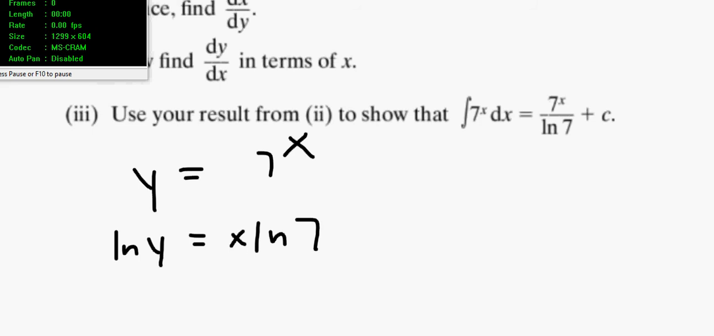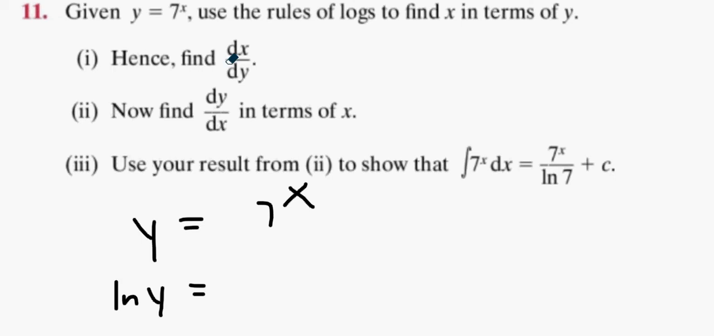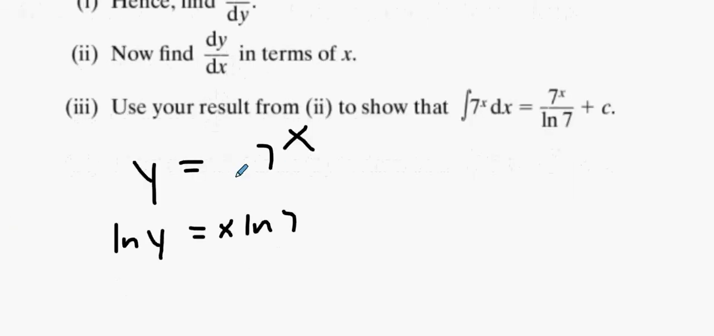Alright guys, so what we said is y is equal to 7 to the power of x in this question, and we've got to find dx/dy. This means we need x in terms of y, so we ln both sides. Then we did the power rule to take the x to the front, and we're left with ln y equals x ln 7. Bring the ln 7 beneath the ln y, and what you're going to get is x equals ln y over ln 7.